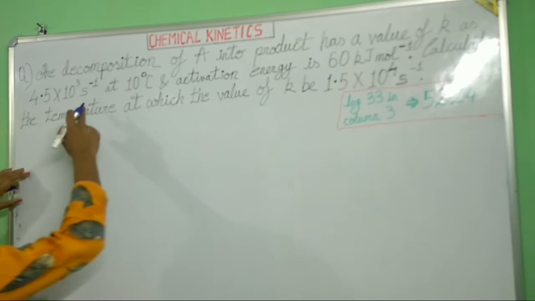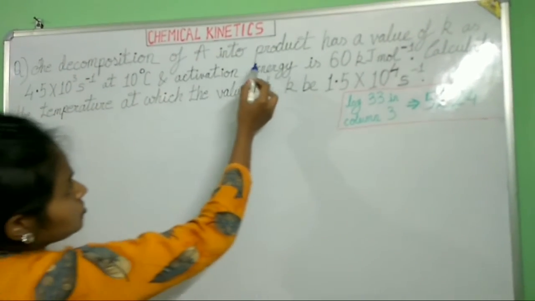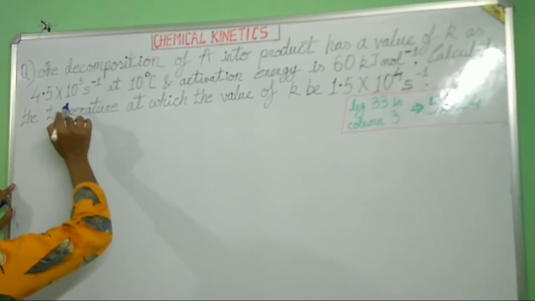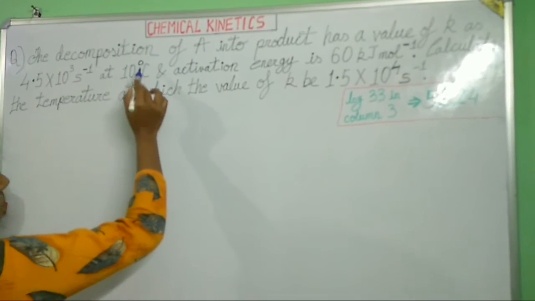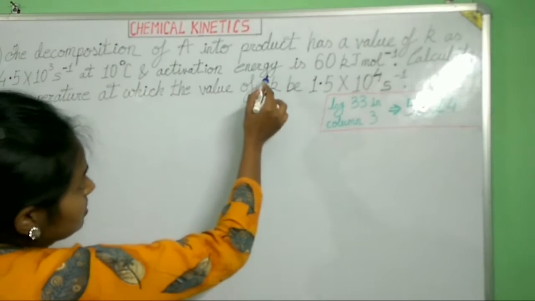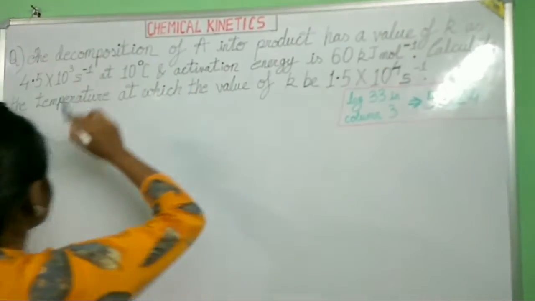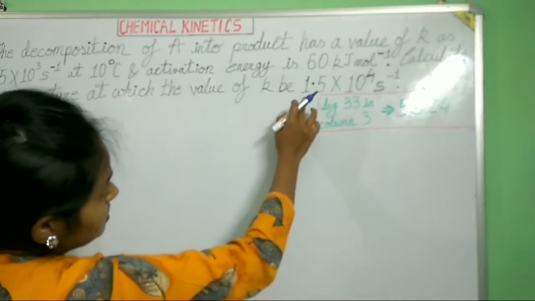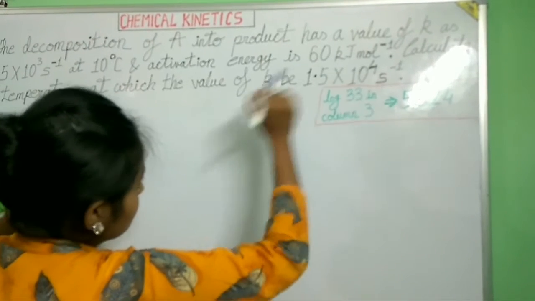Let's come to the next question, which says the decomposition of A into product has a value of K as 4.5 into 10 to the power 3 per second at 10 degrees Celsius and activation energy is 60 kilojoule per mole. Calculate the temperature at which the value of rate constant be 1.5 into 10 to the power 4 per second.